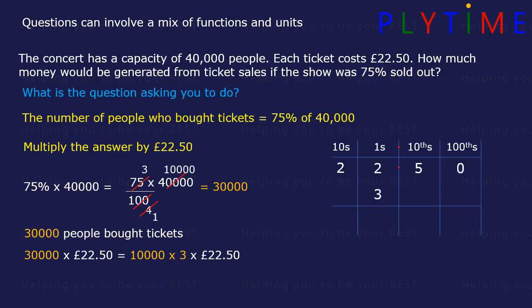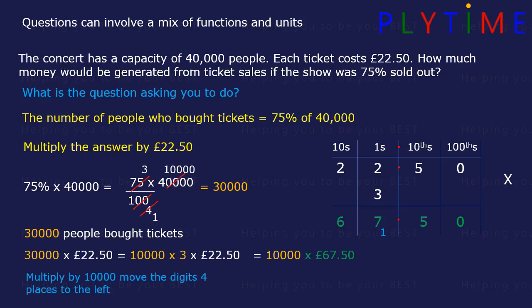We put the decimal in the same point in the answer, then 3 times 0 is 0. 3 times 5 is 15, we write the 5 and carry 1 forward. 3 times 2 is 6, plus the 1 carried forward is 7, then 3 times 2 is 6. So we have 10,000 now times £67.50.